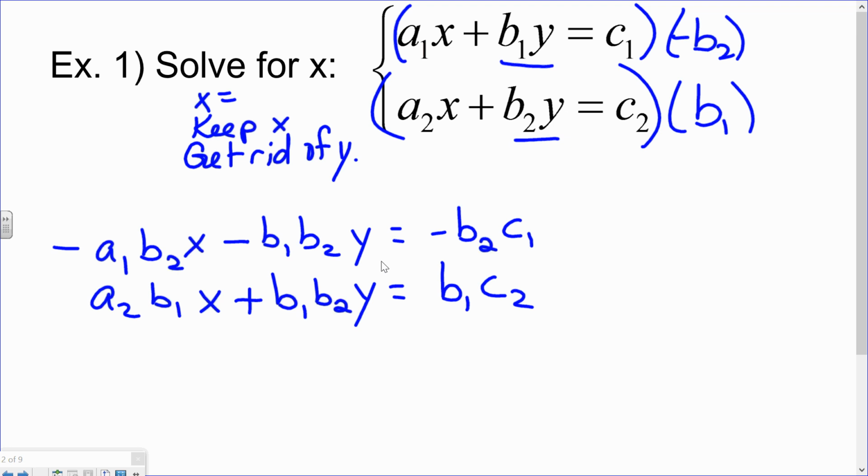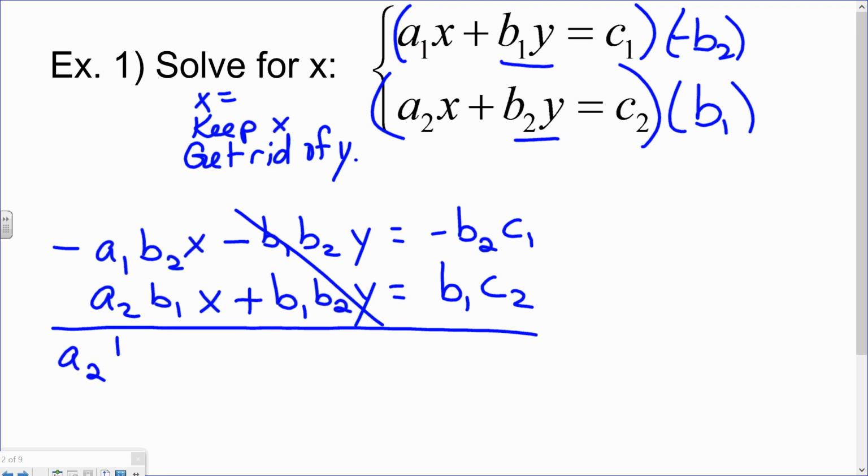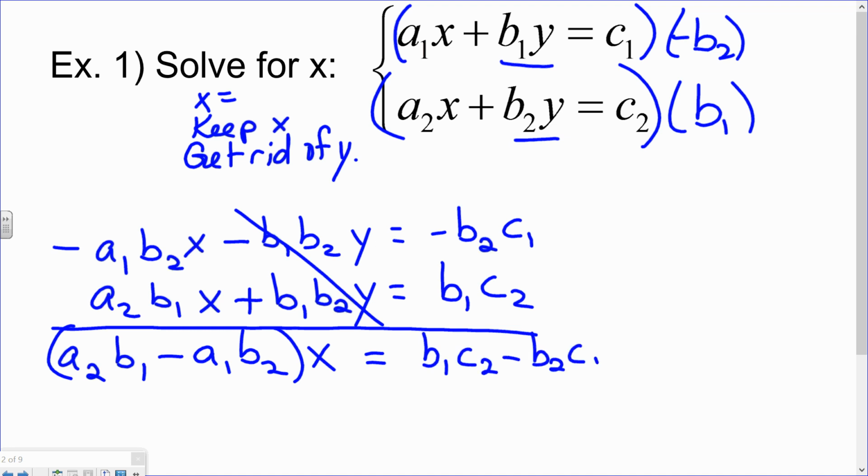So check my work. Do I have any typos in there? Or whatever the equivalent of a typo when you're writing, not typing, might be. Look okay to everybody? Okay, then if this is my system, my y's cancel and I don't have them anymore. I have two things over here times x, so I have a2b1 minus a1b2 times x, and you see I chose to go ahead and factor that x out since I knew that it was in both of those parts. And on this side, I have b1c2 minus b2c1.